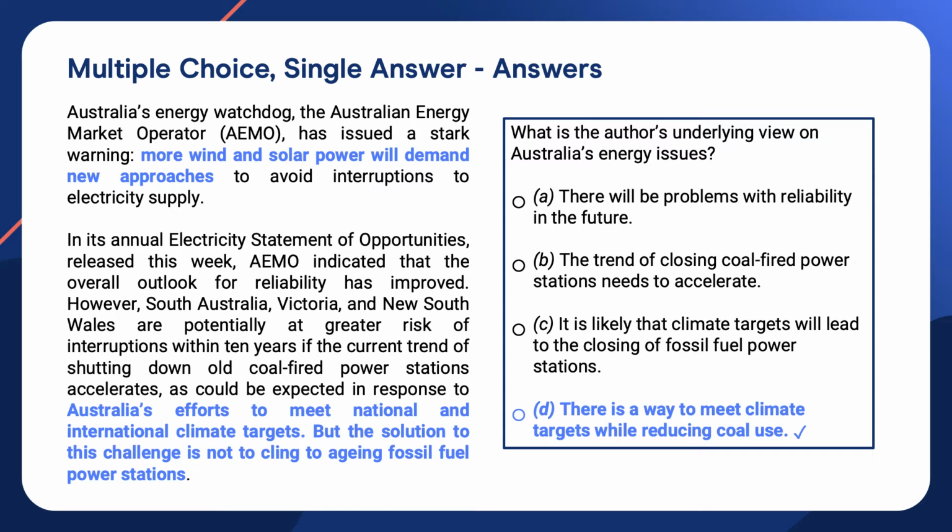How did you go? How confident are you? The best way to answer this question is by eliminating the incorrect answer options. A, B, and C all don't work. They misrepresent the text in some way by either being inaccurate or contradictory. The correct answer is D. There is a way to meet climate targets while reducing coal use. You can see this represented in the text in two main parts. Feel free to pause the video and see how those two parts of the text relate to answer option D, how they say the same thing but in different ways.